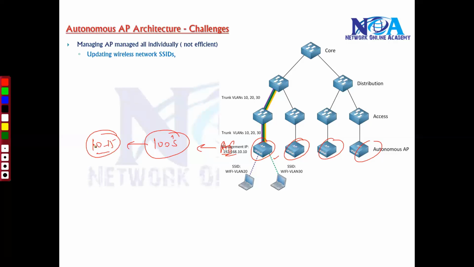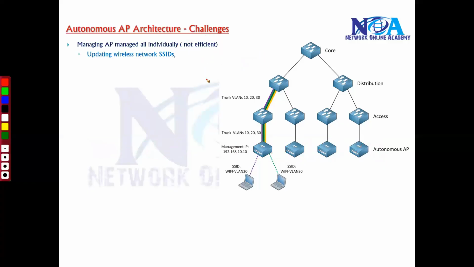Then the problem comes because you have to go to each and every access point, and you have to configure the SSID. You have to configure the security parameters. You have to configure the pre-shared keys to use for authentication. What will be the radio frequency channels to be used? So you need to configure all these parameters on each and every access point, which is something not efficient. So that is one of the main reasons we don't really prefer to use this architecture, this autonomous AP model.